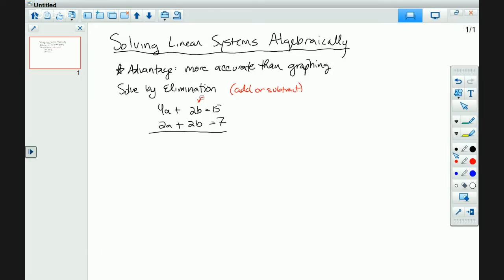Notice that these already match, right? That's what we want for elimination. We want one or the other to match. So it's either given to us or we can force it. 2 minus 2 is 0, correct? Yeah. So that's what I'm going to do. I'm going to subtract.